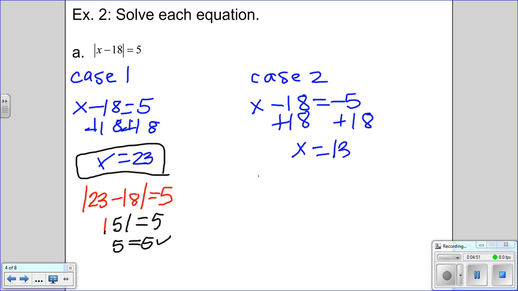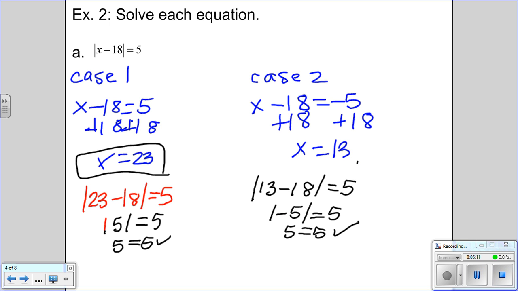That one works. Let's try x equals 13 in the original equation. So the absolute value of 13 minus 18, does that equal 5? 13 minus 18 is negative 5, so we have the absolute value of negative 5. Does it give us 5? Yeah, the absolute value of negative 5 is positive 5, so 5 equals 5. And the second solution also checks. So we've got two solutions here that work, 23 and 13.